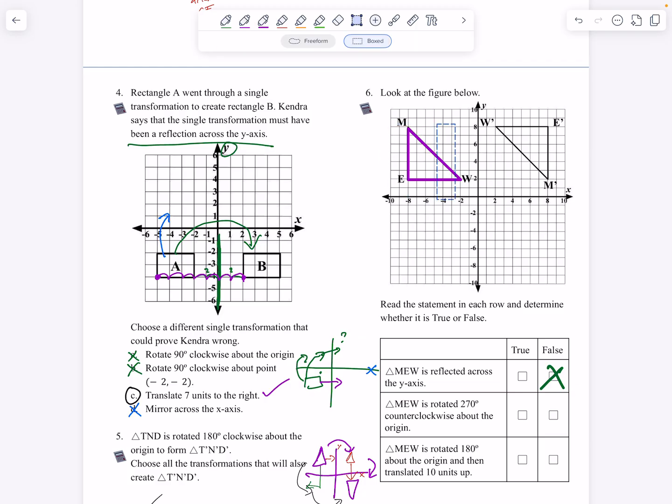So 270 degrees counterclockwise, that means it's going to the left. So there's 90. And it went over there. There's 90 on this side. And there's 90 on that side. So does that work? No, that does not work.